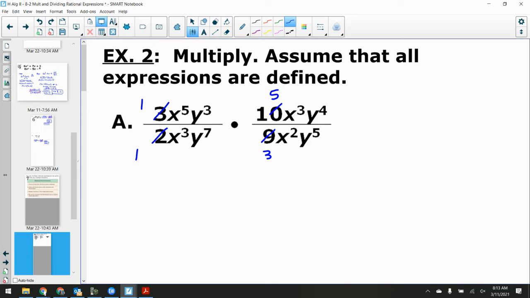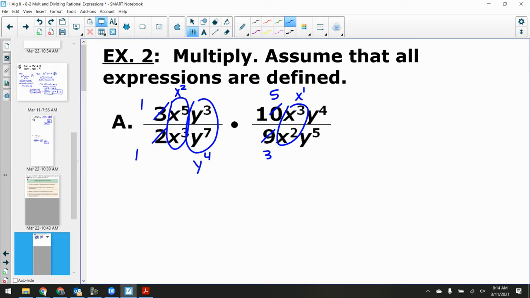Now, take a look here. I could choose to cross simplify, or I could choose to simplify top to bottom, and that's what I'm going to do here. X to the fifth over x to the third is x squared. Y to the third over y to the seventh is going to reduce down into a y to the fourth in the bottom. X to the third over x to the second is going to reduce to x to the first in the top.